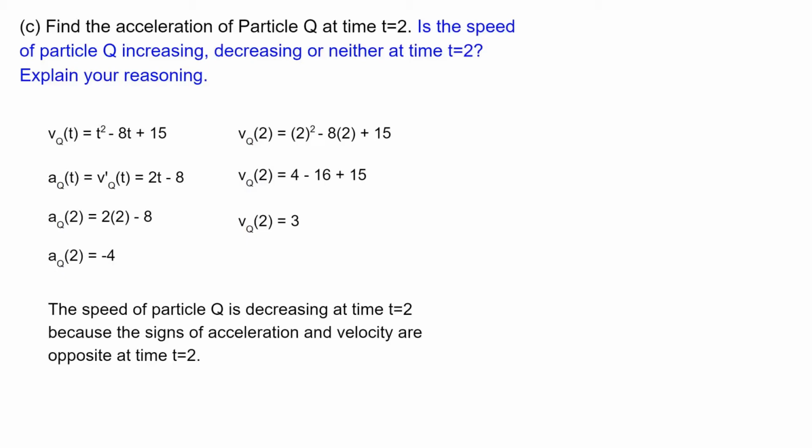Now this is a 2-point question, and you'll receive 1 point for giving the correct acceleration at time t equals 2, and you'll receive another point for stating that the speed of particle q is decreasing at time t equals 2, and giving the correct reasoning for why it's decreasing. And a common mistake for this question is simply stating that because the acceleration is negative, the speed of particle q is decreasing. But you actually have to mention the sign of the velocity and mention how the differing sign of velocity and acceleration is what makes the particle decreasing.